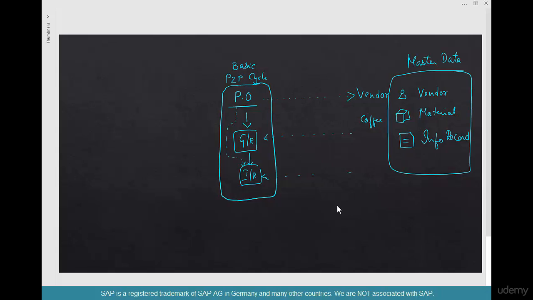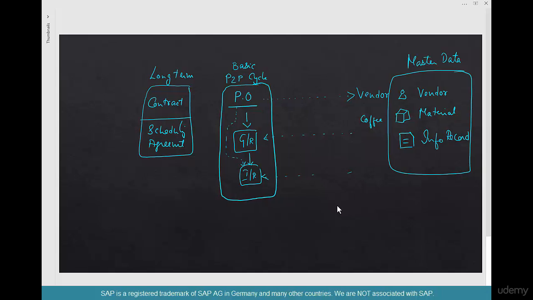After we have seen this, we have expanded on the P2P cycle. We talked about something called outline agreements, right? So an outline agreement is basically either a contract or a scheduling agreement. And these are typically long-term agreements where the vendors agreed to supply us, the coffee shop, coffee, sugar, flour, whatever, at a fixed price on a long-term basis.